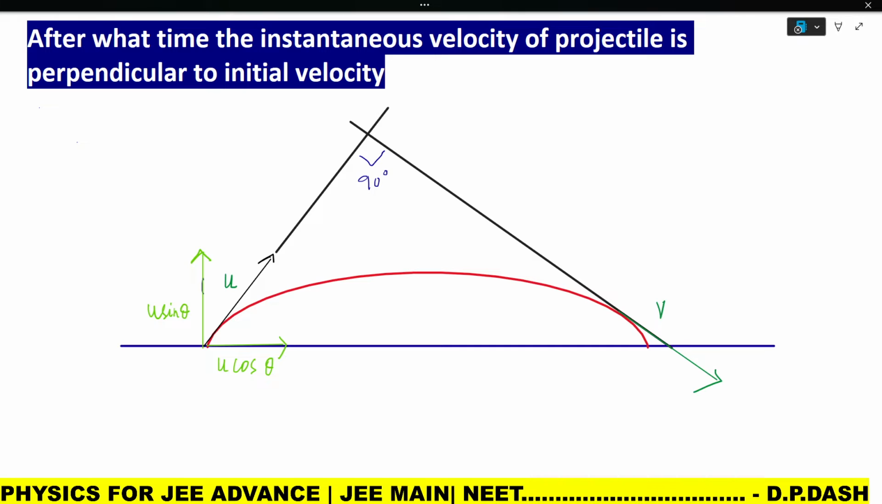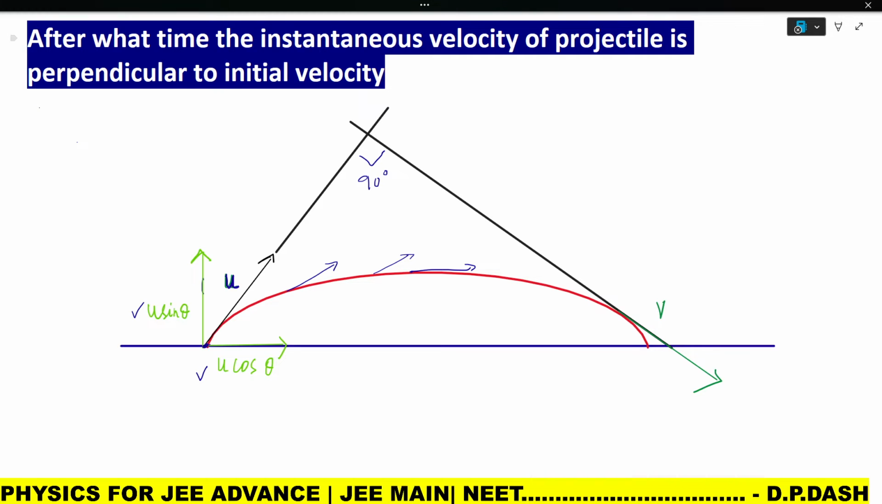In projectile motion, we all know that when we throw the particle with some initial velocity, here you can see we are throwing the particle with initial velocity u, then it has two components, that is u cos theta as the horizontal component and u sin theta as the vertical component. As the particle travels, different components of velocity are created, and simultaneously the direction of the instantaneous velocity also changes.